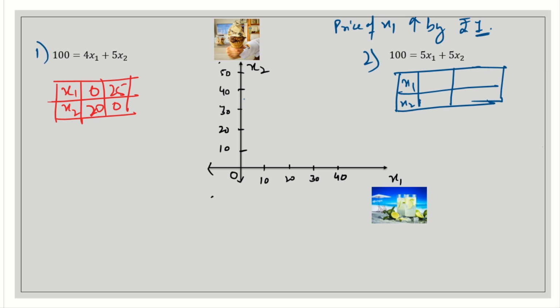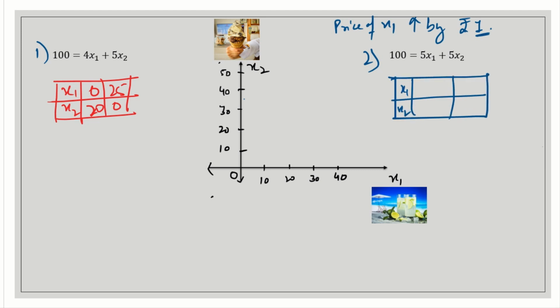Similarly in this case, now when the price of the lemonade has increased, for x1 equals 0 we have x2 equals 20, and for x2 equals 0 we have x1 equals 20. Now let us plot these 2 points. Let's plot for the second equation first. Yeah, this is the point. Okay, so this is what is going to be the case. I'm just joining these lines. Pardon me for this bad representation. Imagine it's a straight line.